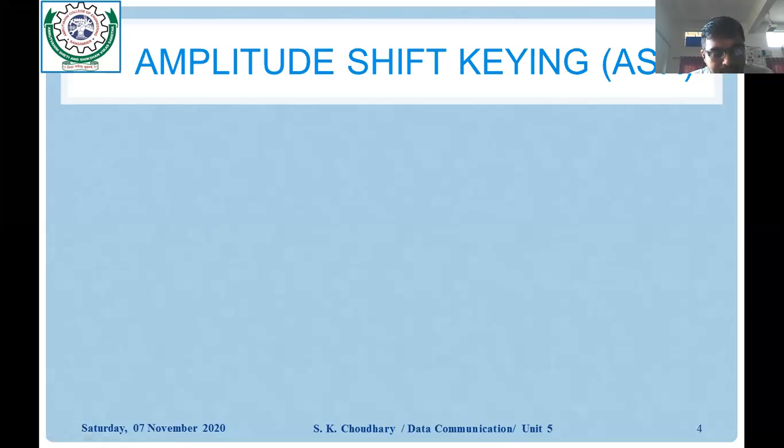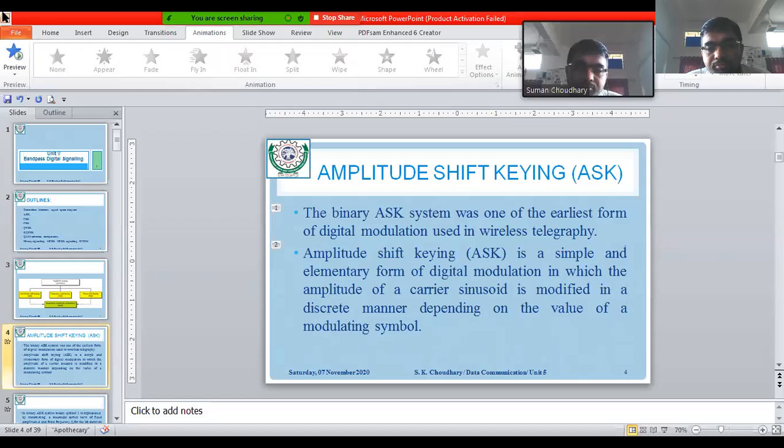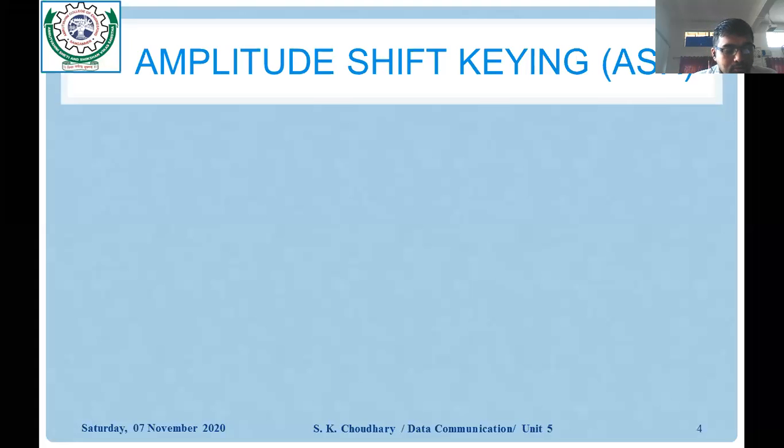Can anyone answer this? Why is it necessary to use a carrier for the radio transmission of baseband signals? Does anyone have an answer to this question?